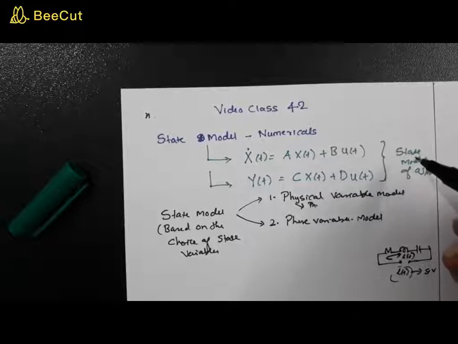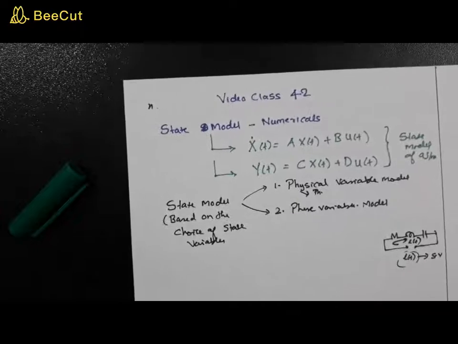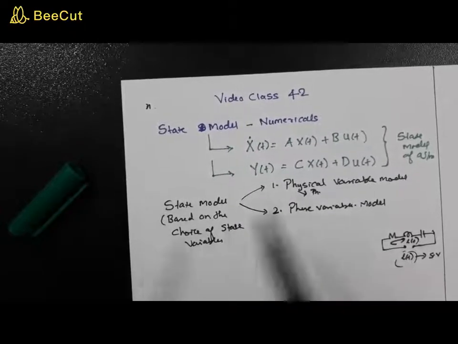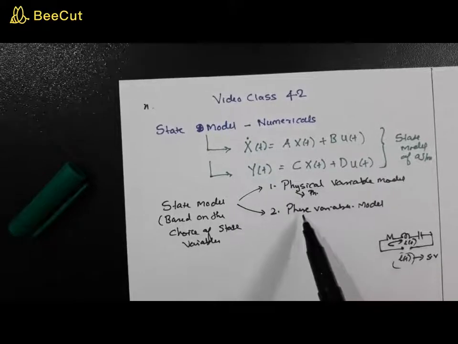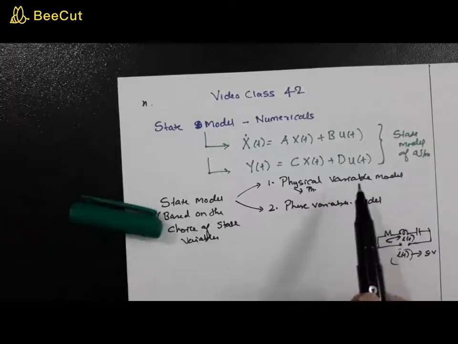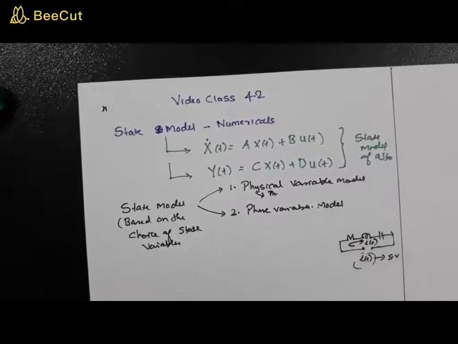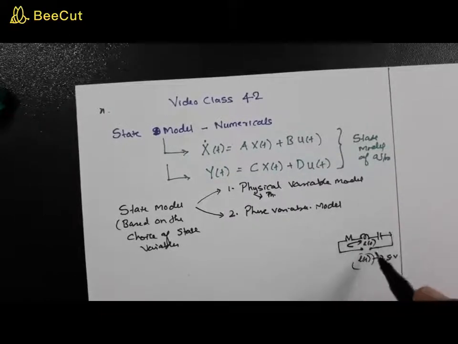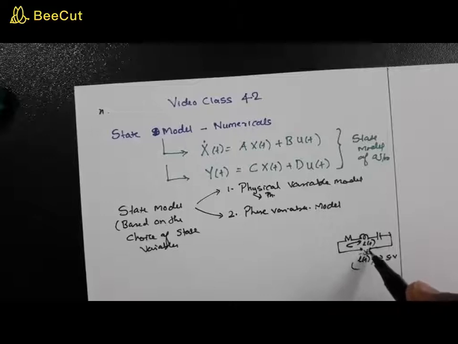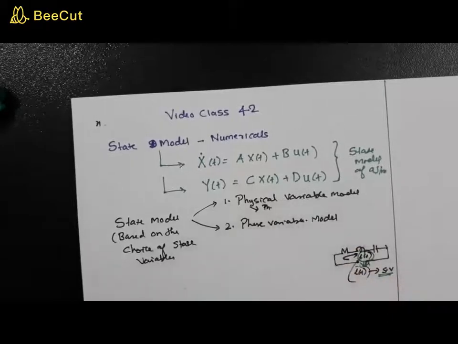Before going into the numericals, the state model can be of two types: the physical variable model and the phase variable model. It is based on the choice of the state variables. In a physical variable model, physical variables are selected as the state variables. For example, in an RLC circuit energized by a voltage, that will result in a current. So i of t can be selected as a state variable, and such a model we call a physical variable model.